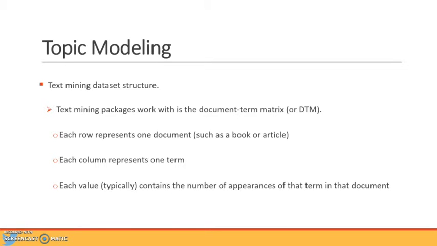One of the most common structures that text mining packages work with is the document-term matrix, or DTM. This is a matrix where each row represents one document, each column represents one term, and each value contains the number of appearances of that term in the document. DTMs are usually implemented as sparse matrices, meaning the vast majority of values are zero. These objects can be treated as though they were matrices, but are stored in a more efficient format.